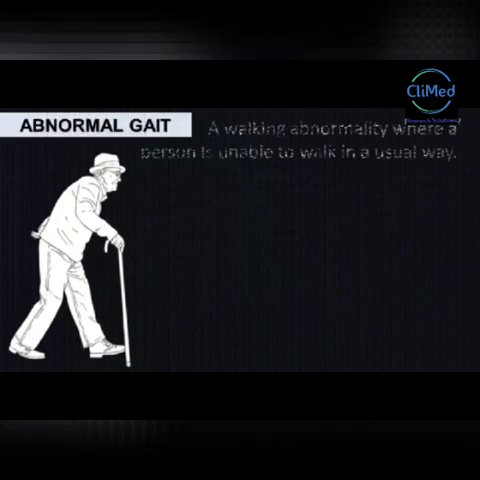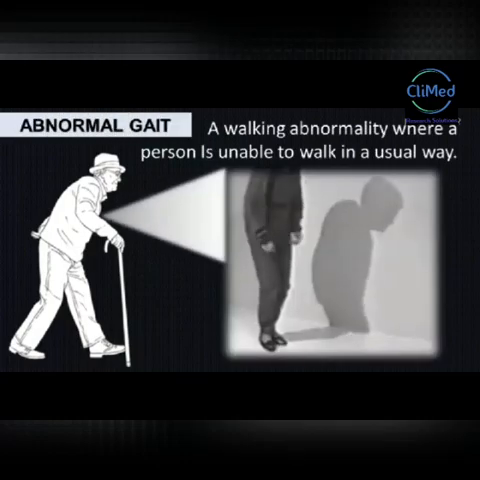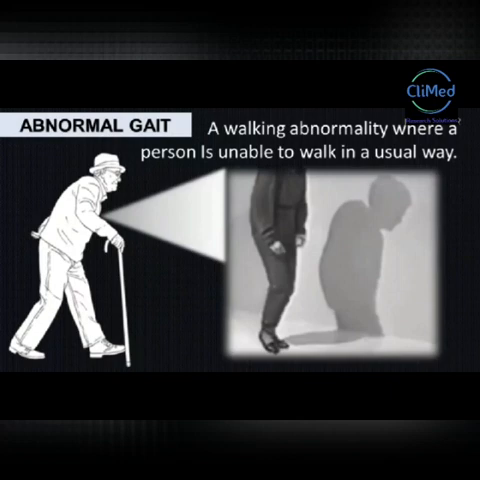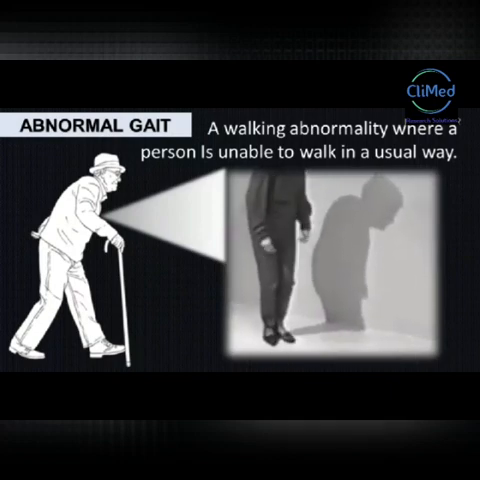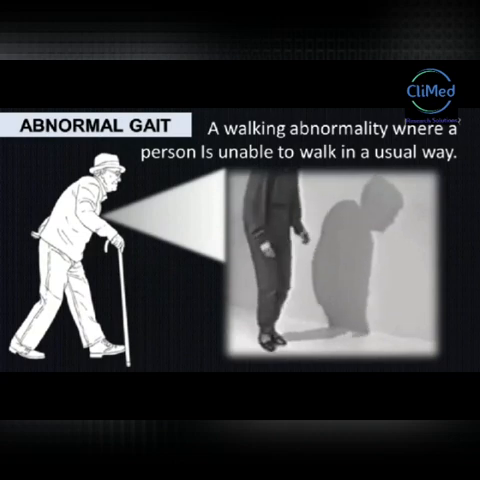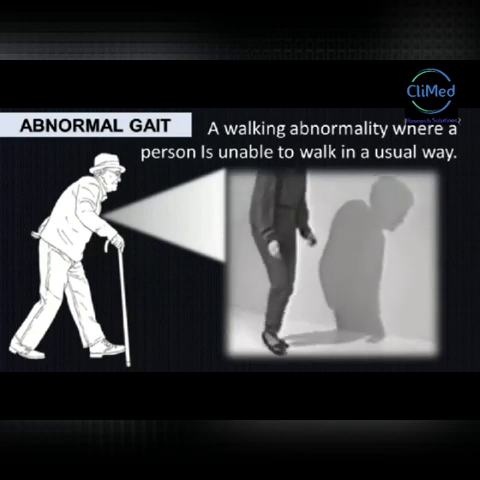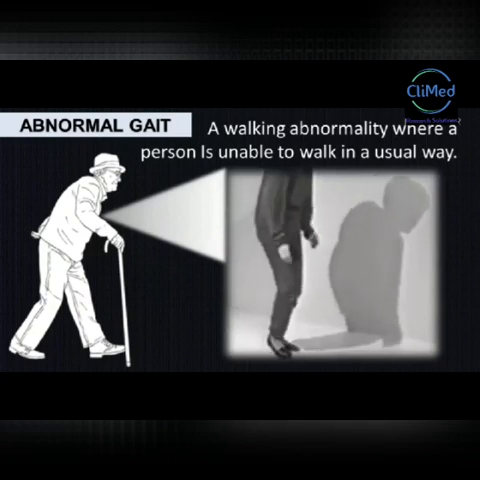And then coming to abnormal gait. Basically, gait is the normal walking pattern, which becomes completely unstable in Parkinson's patients, resulting in abnormality in walking, and hence the patients will be unable to walk in the usual way.